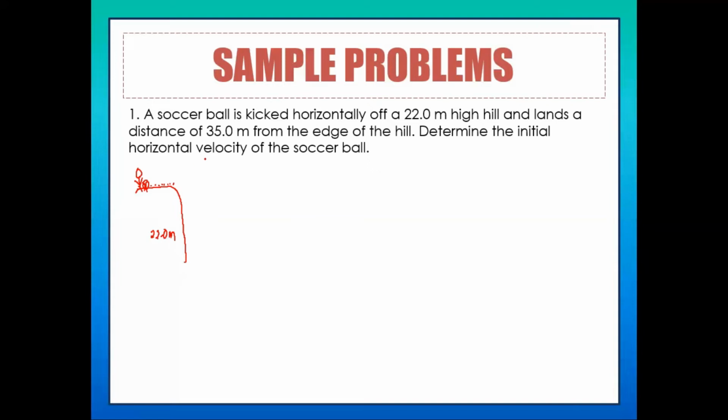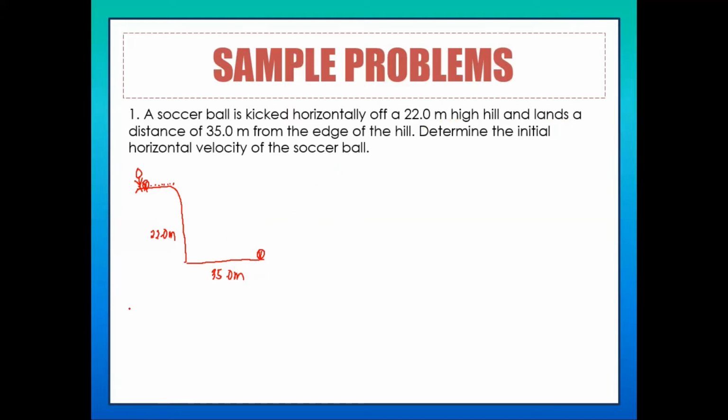Now, and lands a distance. So, bumaba yung bola here. Let's say here. And the distance from that, the ball, no, from the edge of the hill is 35.0 meters. That's the distance, okay? Now, determine the initial horizontal velocity of the soccer ball.